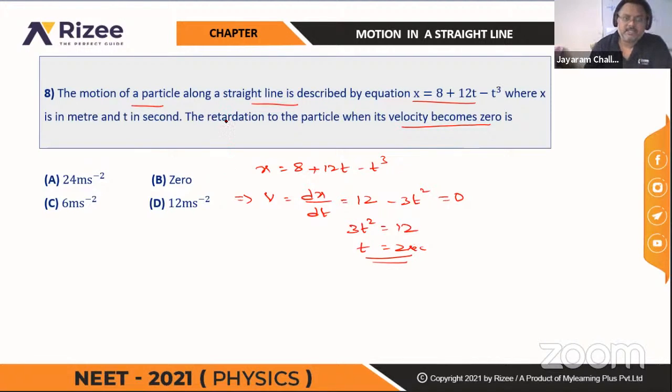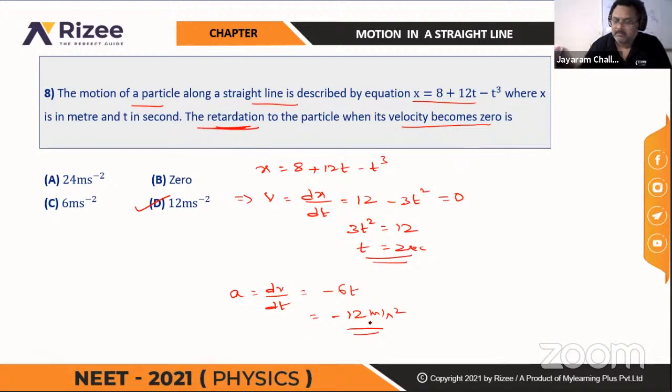At that point, he is asking the retardation. So again, double differentiation for the retardation. a is equal to dv by dt, which is equal to minus 6t. Substitute the 2 here, it will be minus 12 meter per second square. Since he has already mentioned it as a retardation, the minus sign doesn't have any significance here.